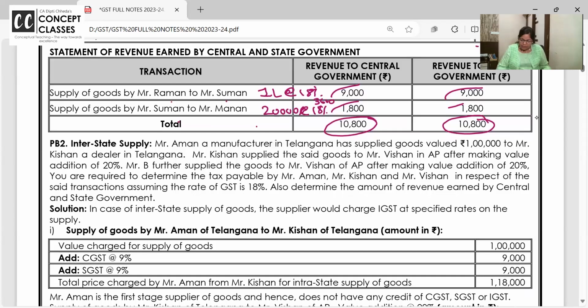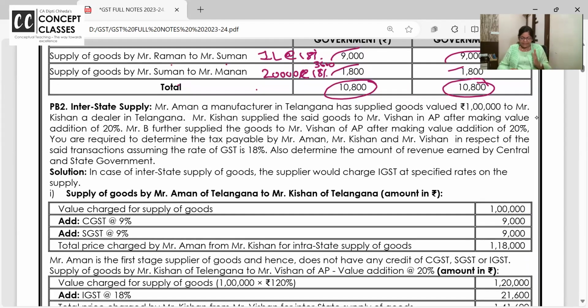Chalo. Now let us go to the next example, interstate. थोड़ा crucial है, ध्यान से करना है. It's easy. Finally, what is the destination? Whether it is interstate or intrastate. That is how the states will divide the tax.